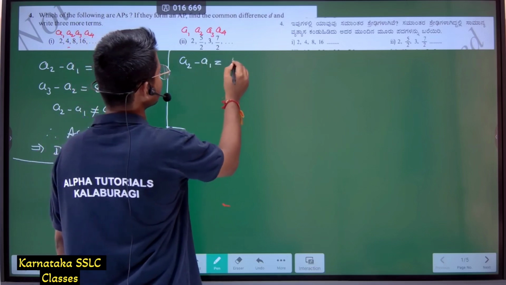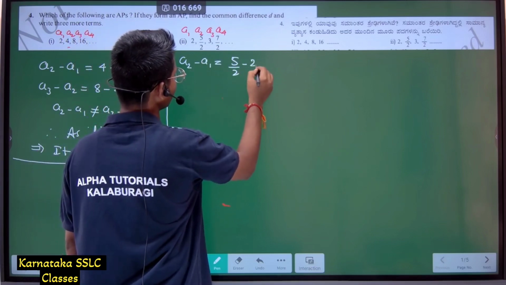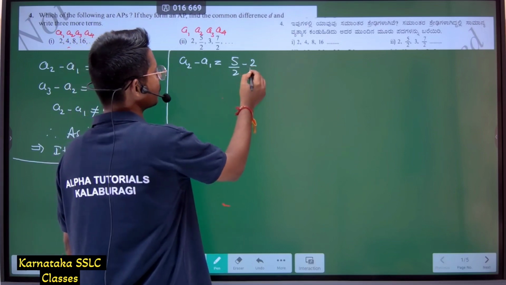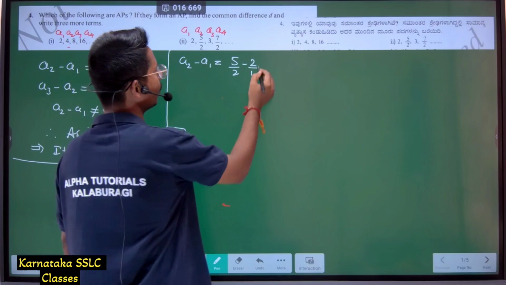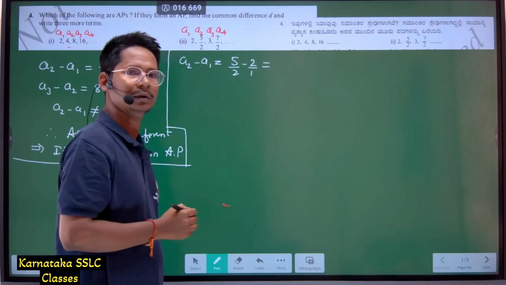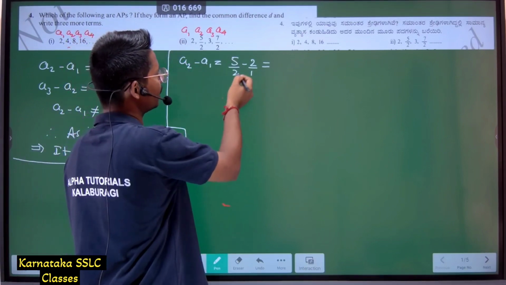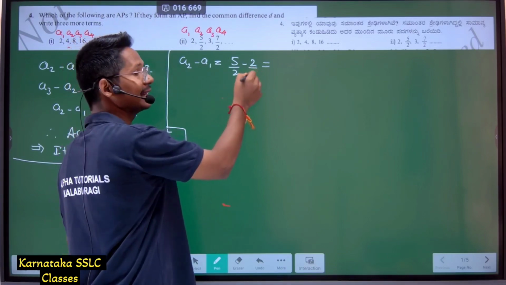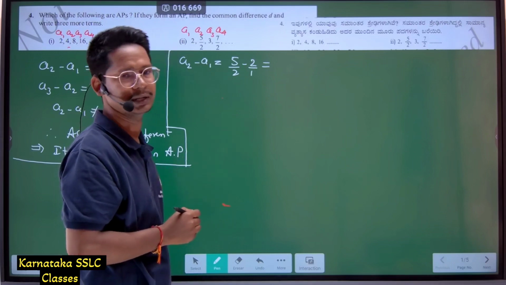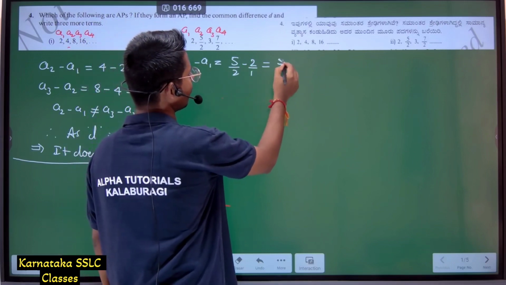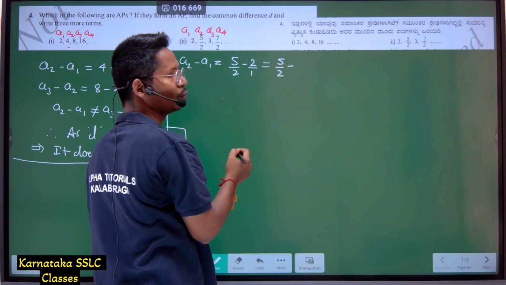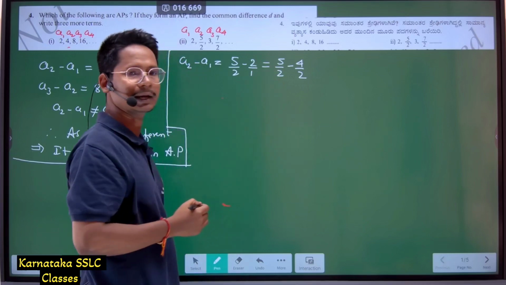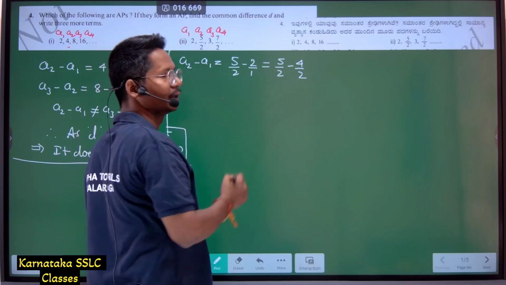What is A2? It is 5 by 2. What is A1? It is 2. Now if one term is a fraction, the other term also you can write as a fraction. How to simplify these two fractions? There are many ways. You can go for cross multiplying, or you can find LCM, or you can write 2 as an equivalent fraction where the denominator is 2. So 5 by 2 I'll write as it is, minus 2 by 1 into 2 by 2, which is 4 by 2. Why? Because I made the denominators the same.